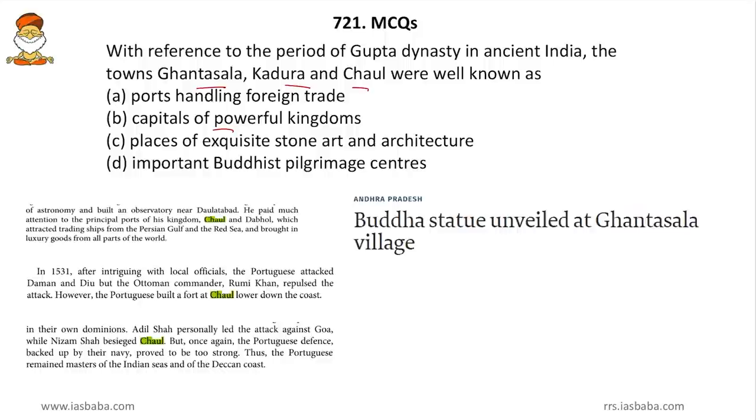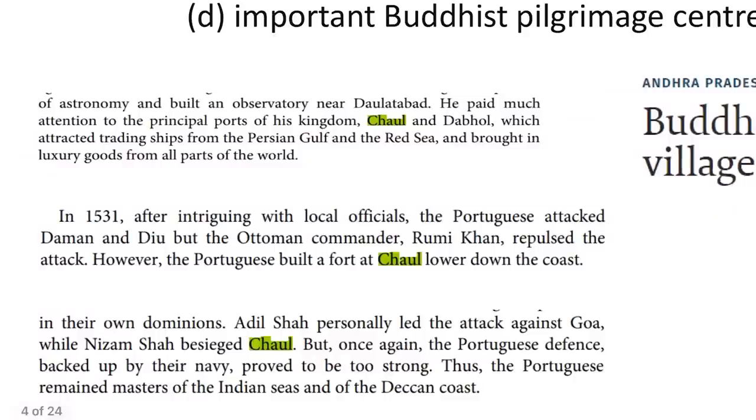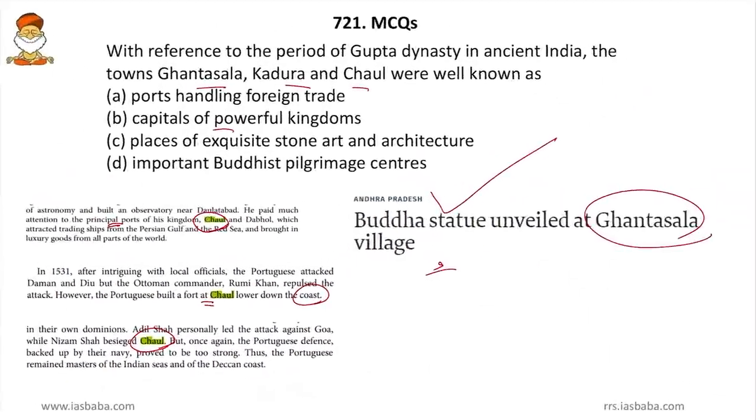Friends, the context in which the question was given was that a Buddha statue was unveiled in Ghantasala village. So in this context, it was given and it was present in The Hindu paper itself. So it was our duty to read that. And if you had read the NCERT sincerely, in the old NCERT, the word Chaul comes 3 to 4 times. Here, the word Chaul is in the context of principal ports. And then here also, he built a fort at the Chaul port down the coast of Chaul. Then, once again, there was a battle in the area nearer to Chaul. So in this, we can conclude that it was a port area. So, straight away we can hit, it is a port that handled foreign trade.